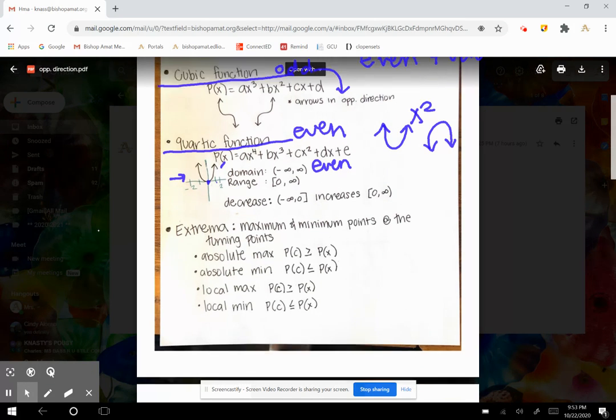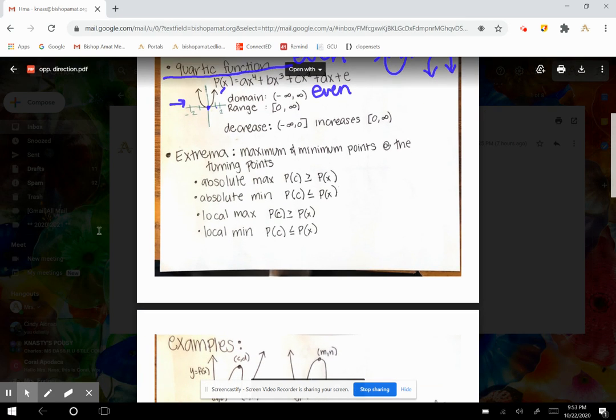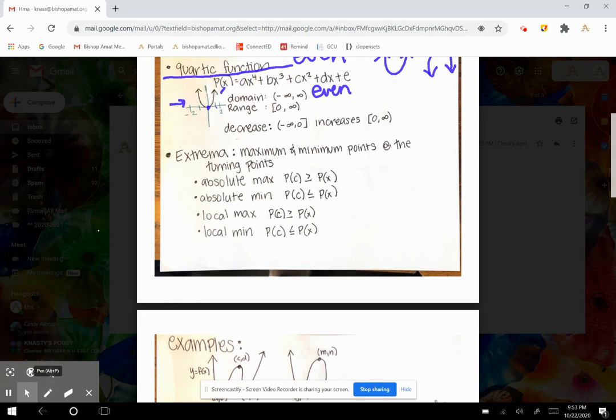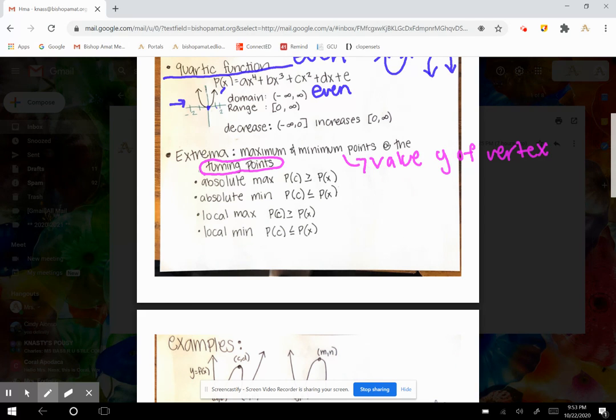Now, here's something a little bit different. We have our maximum and our minimum values. Okay, this is a review from last section. Remember, for our maximum and minimum, the values are the y of the vertex. Now you find your maximum and minimum values at the turning points, right? That's when your graph turns to go in a different direction.